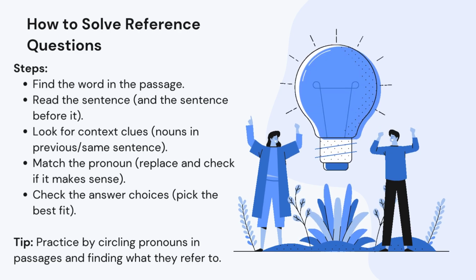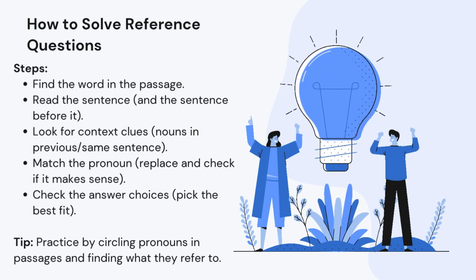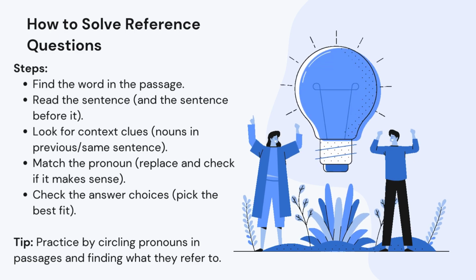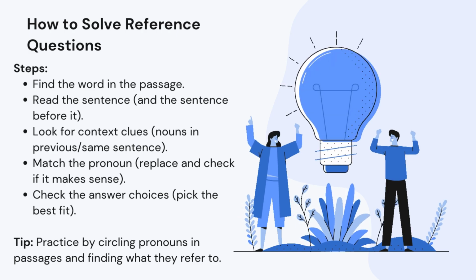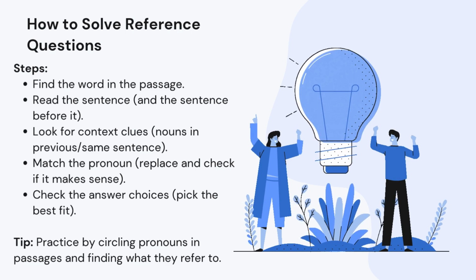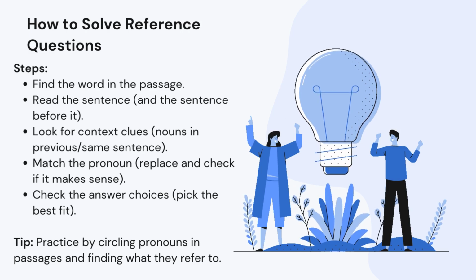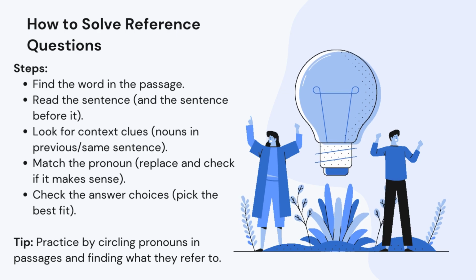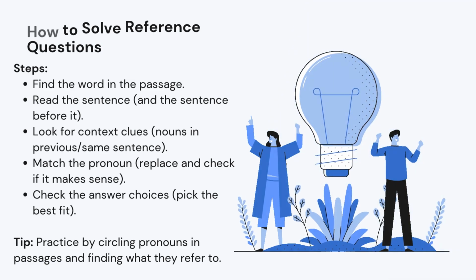Fourth, match the pronoun. Try replacing the pronoun with each possible noun from the sentences you read. See if it makes sense. For example, if it refers to the book, say, the book was built in your mind. If it doesn't make sense, try another noun. Finally, check the answer choices. Pick the noun from the options that fits best with your understanding. Here's a tip. Practice by circling pronouns in short passages and then finding what they refer to. Time yourself to get faster.